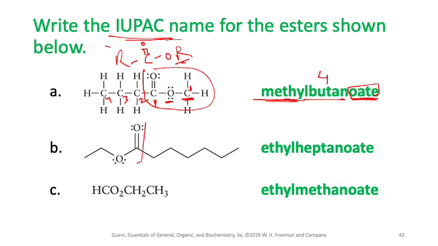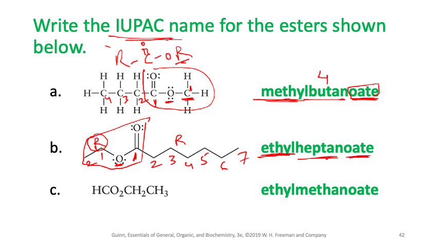Let's do the B part. When you see C double bond O, this is an R group, this is an R group. This R group is a substituent because it is attached to the single oxygen. So 1, 2. 2 is ethyl, so the substituent is ethyl. How many carbons are in the parent chain? 1, 2, 3, 4, 5, 6, 7. 7 is heptane, and the ending is OATE, heptanoate.